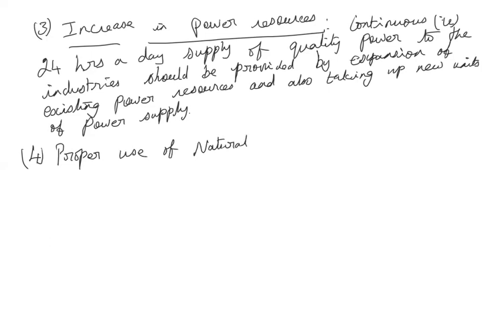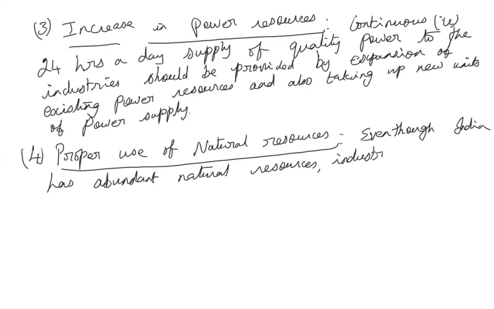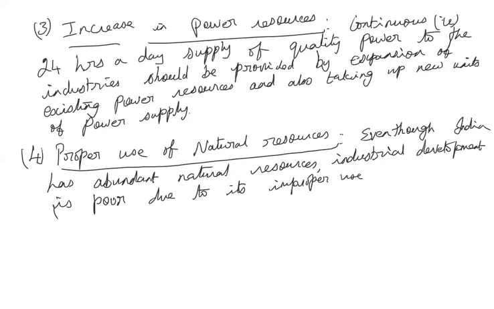Then, proper use of natural resources. Industries can survive only if there are proper mineral resources. In India, even though we have abundant natural resources, we are not utilizing them. So the simple solution is, first of all, exploration of those natural resources, and after exploring, make proper use of the available natural resources. Industrial development is poor due to their improper use. So what has to be done?